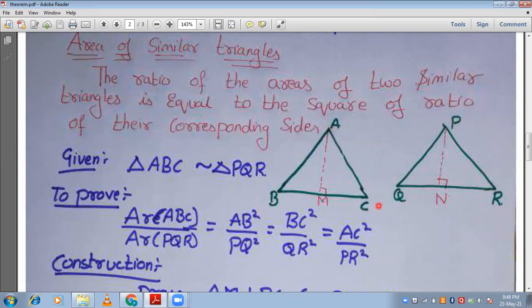In triangle ABC, AB is corresponding to PQ, so AB square by PQ square, because here they have given the square of the ratio of their corresponding sides. That means AB square by PQ square, which equals BC corresponding to QR, BC square by QR square, which equals AC corresponding to PR, AC square by PR square.